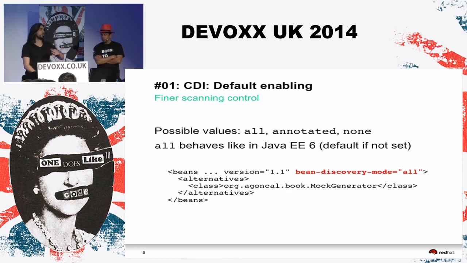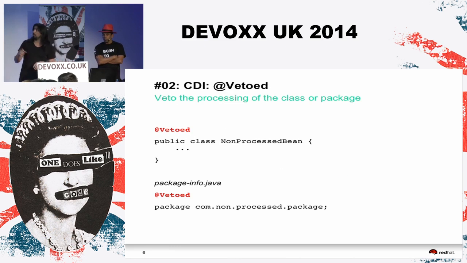And if you say discover all, there's one new thing in 1.1: you can veto. You can say, discover all the beans except this one. So you have this new annotation called Vetoed. But you can also do that on a package. Very, very handy if you have all your entities in a package, and you can say, I veto the entire package. So that optimizes the bean discovery mode of CDI. That's all for CDI 1.1.